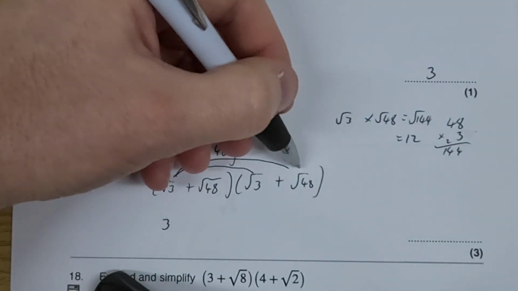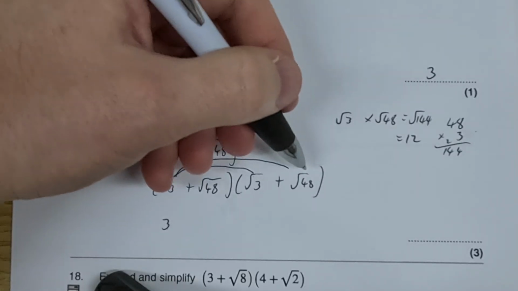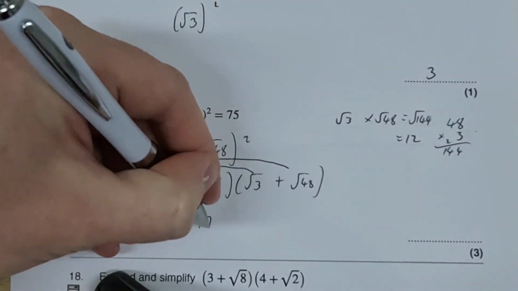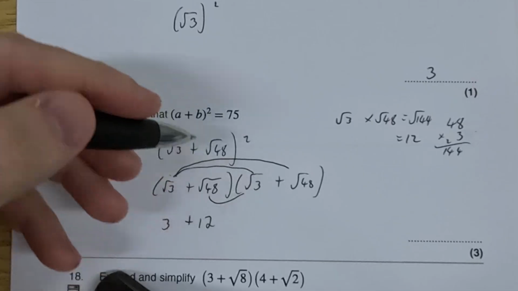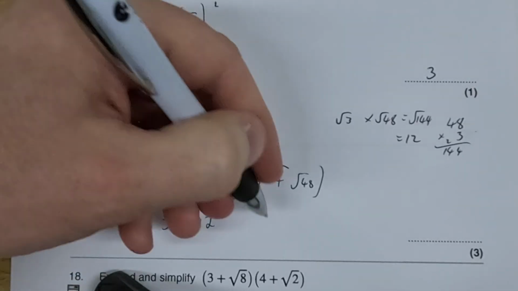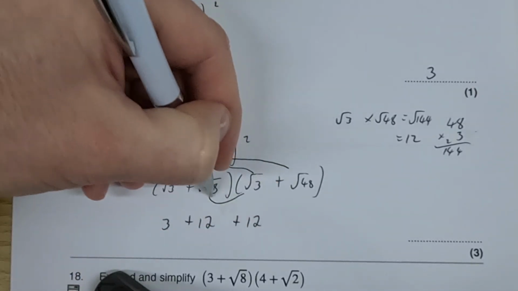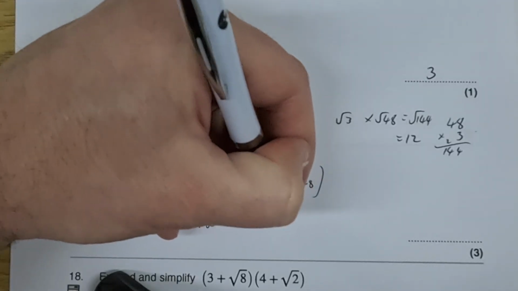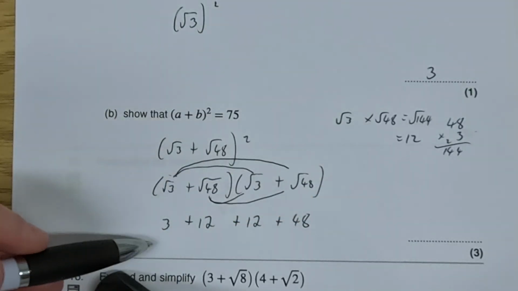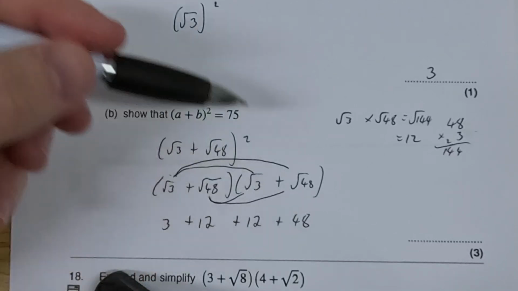Root 3 times root 48 is equal to root 144, which is 12, so plus 12. Root 48 times root 3 is also equal to root 144, which is plus 12. And then finally, root 48 times root 48 would be 48. So we've got 3 plus 12 plus 12 plus 48.